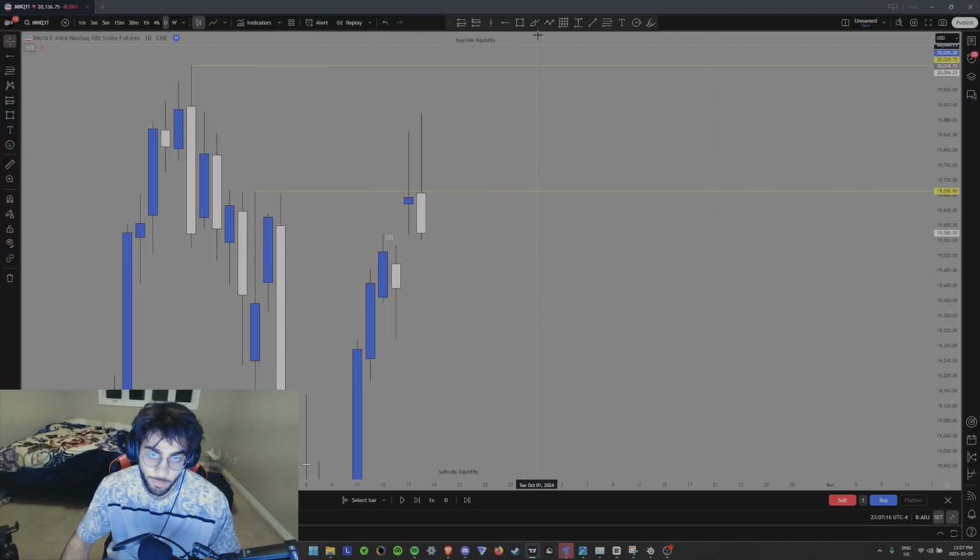And this is our opening gap. I'll get into what this is in a second. This is a new day / new week opening gap. I'll talk about that later. It's fine.